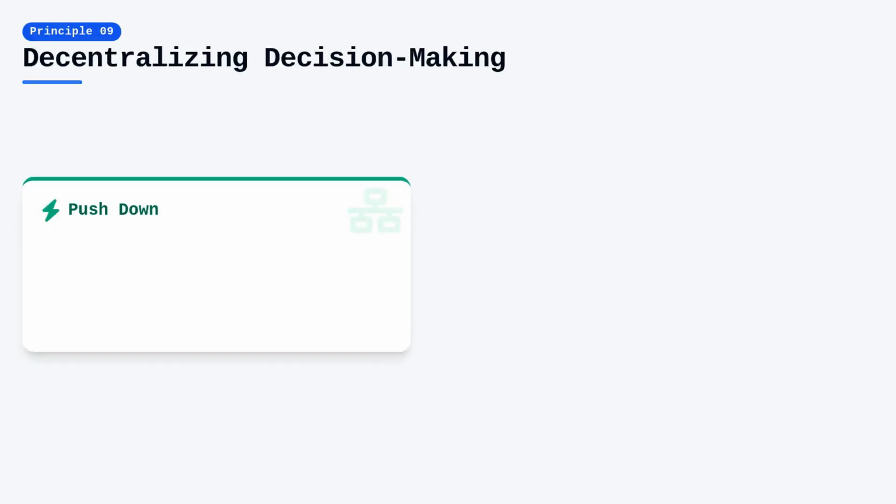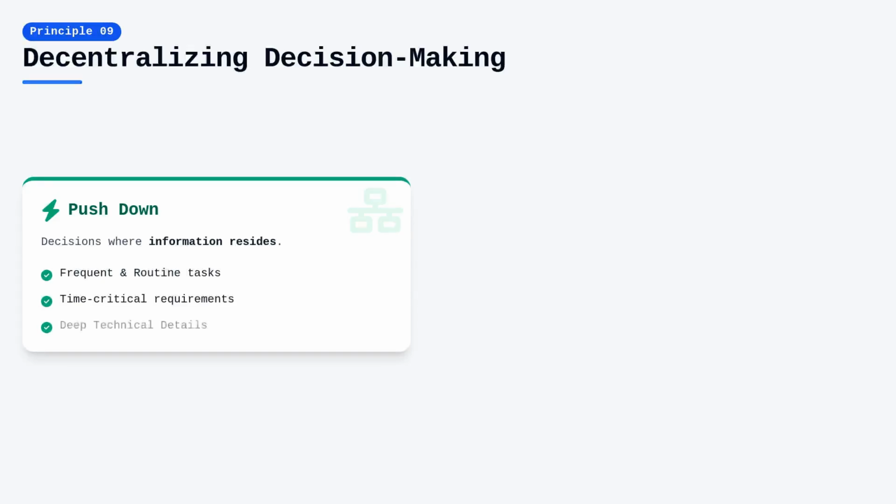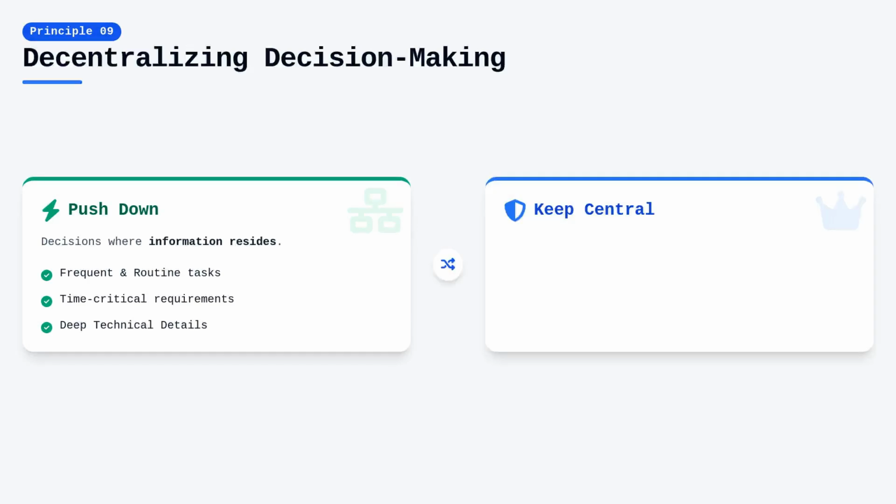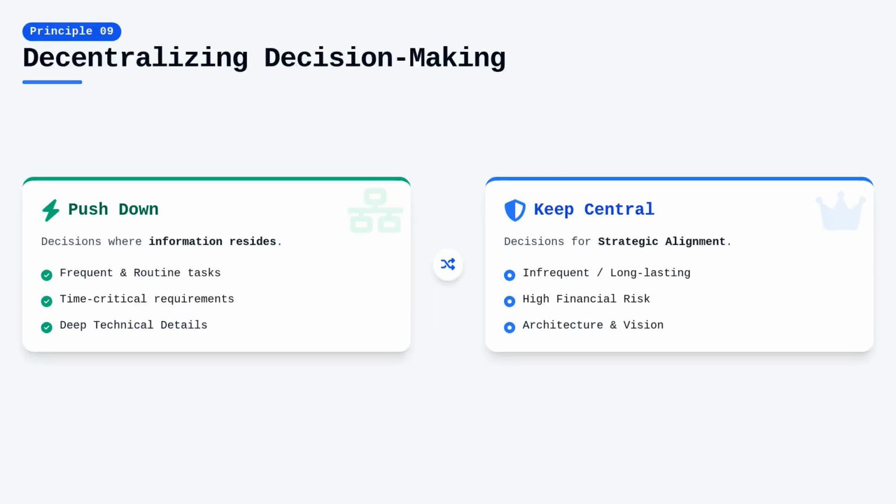Decentralizing decision-making, our ninth principle, is often misunderstood as a complete abdication of control. In reality, it is a strategic distribution of authority that places the power to decide where the information resides. Decisions that are frequent, time-critical, or involve technical detail should be pushed down to the teams or individuals closest to the work. Conversely, decisions that are infrequent, long-lasting, or carry significant financial consequences should remain centralized to ensure strategic alignment.